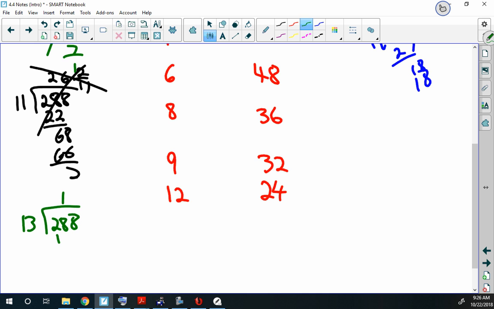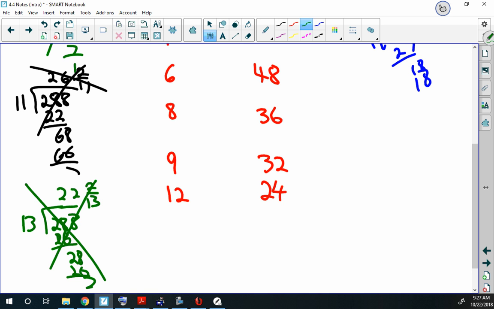13 times 2 is 26. Bring down an 8. 13 times 2 is 26. That's a 2. 22 and 2/13. That's not going to work. 7 didn't work, so 14 is not going to.